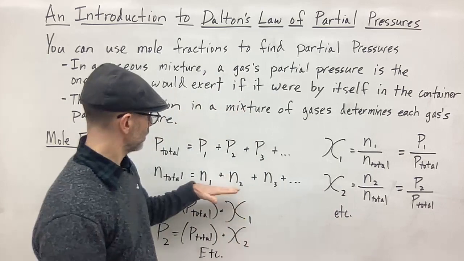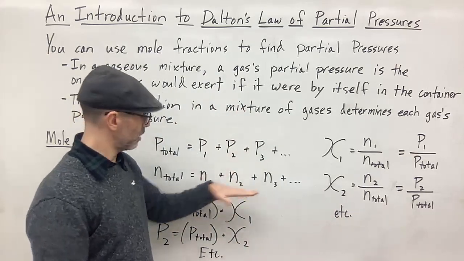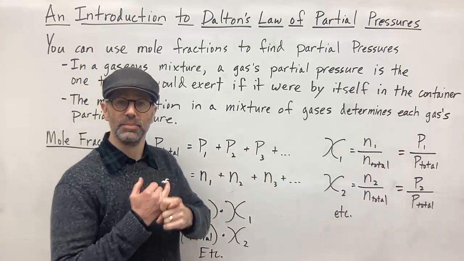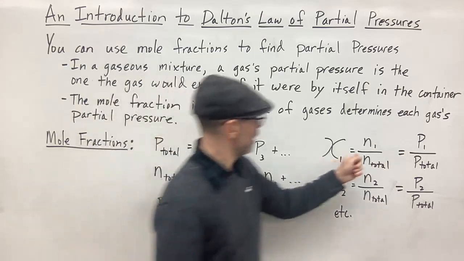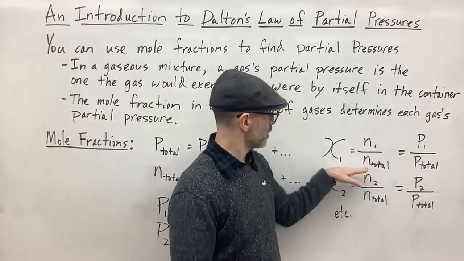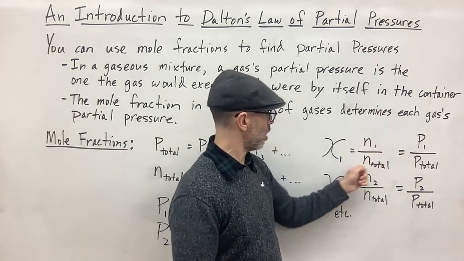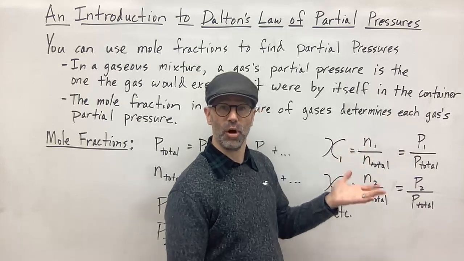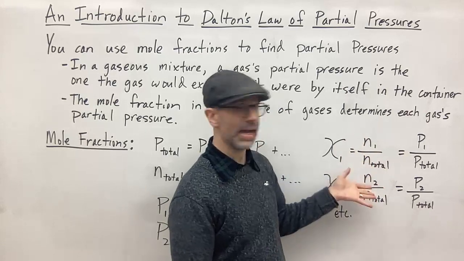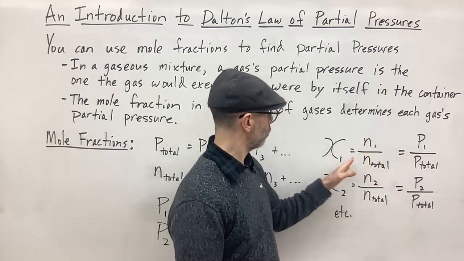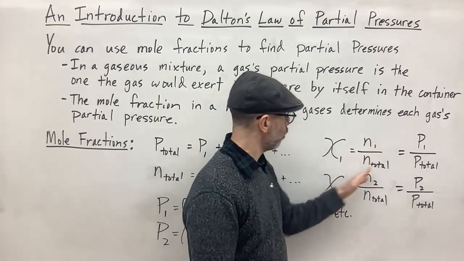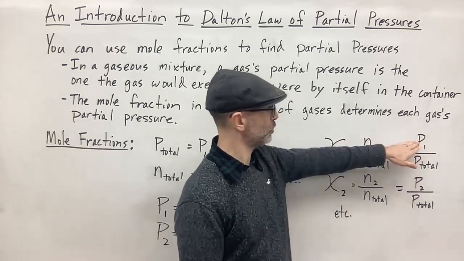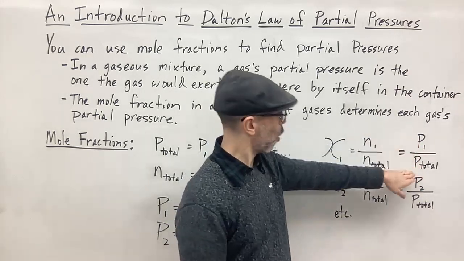Now, because the number of moles is proportional to the partial pressures under constant volume and constant temperature, we can get the mole fraction by using the ideal gas law. Solve the ideal gas law for n and plug this in for n, and everything cancels out except for pressure. So the mole fraction of gas 1, the number of moles of gas 1 over the total moles, is also equal to the partial pressure of gas 1 over the total pressure.